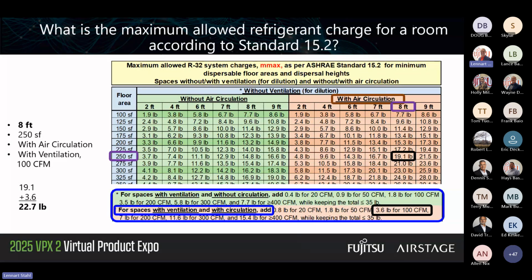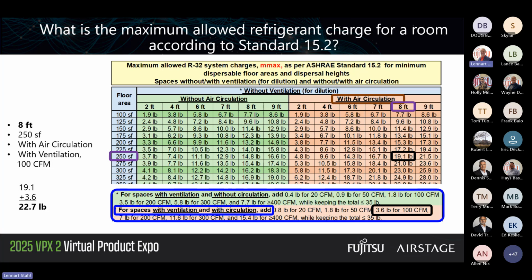And that's good, but then I have ventilation too. So there's a footnote where you can go in and add for ventilation. In my case, I had 100 CFM, which allows me to add 3.6. So I have a total of 22.7 pounds. So those 100 CFM give me a margin of 3.6 pounds extra of the allowed refrigerant amount for that case.